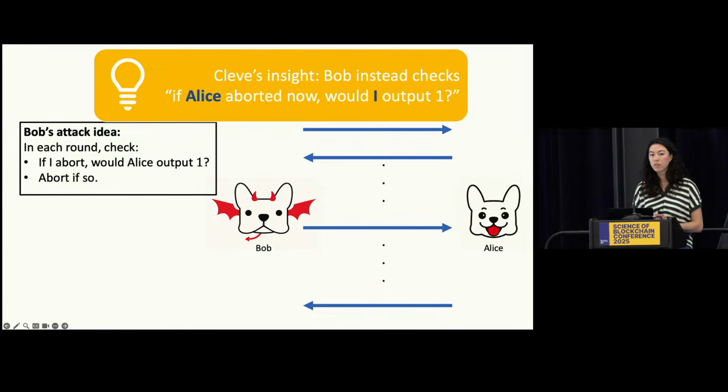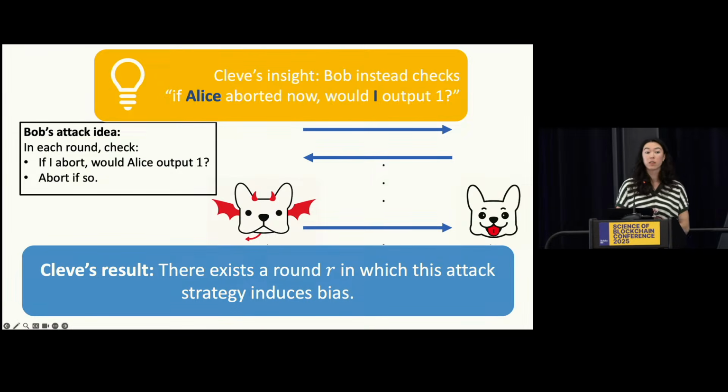What Cleve observes is that Bob can instead ask a different question, which is, if Alice aborted now, what would I output? And now Bob can compute this because it depends only on his observations of the protocol so far and his internal randomness. And it's not immediate that this would be useful in telling what Alice would output if he aborted, but Cleve shows that in fact it is. So Cleve shows that there exists a round where if Bob performs this check and then aborts accordingly, he actually can introduce bias into the output of the protocol.